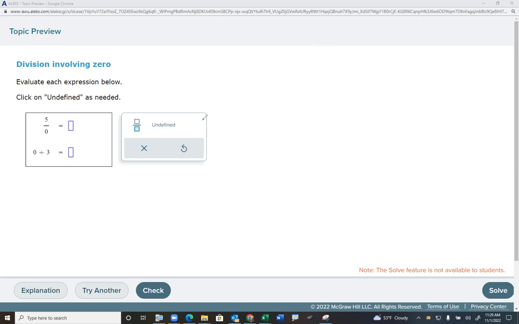Okay, so on this one, we're dividing by zero and we're dividing something into zero. This one right here could be written as 0/3, and that'd be the same thing. This one here could be written as 5 divided by 0, and that would be the same thing. Anytime you see a fraction, that's just division in disguise.